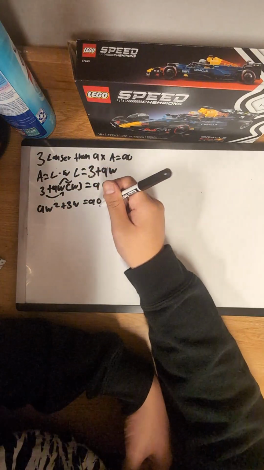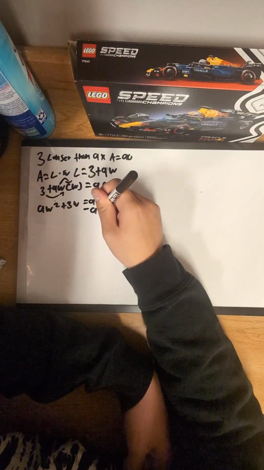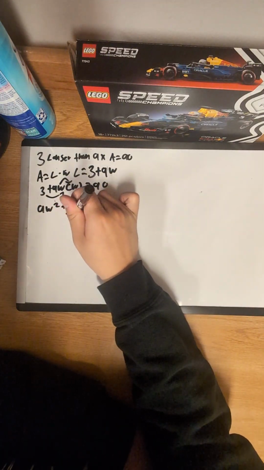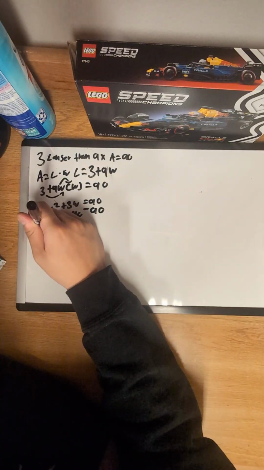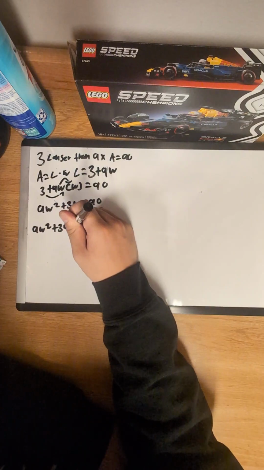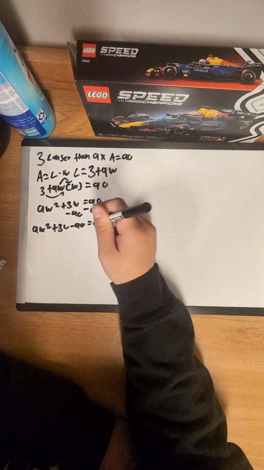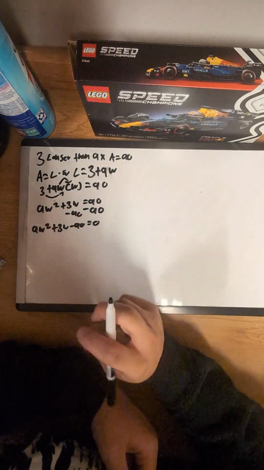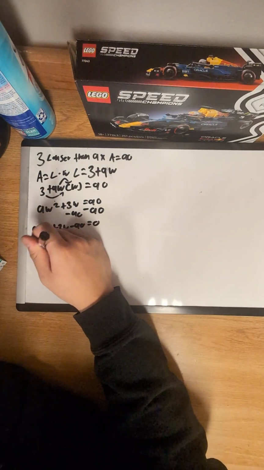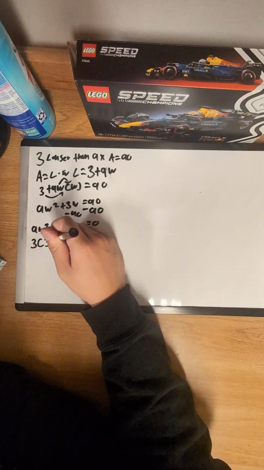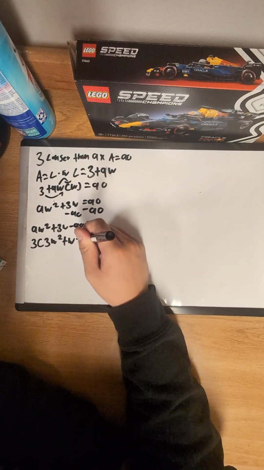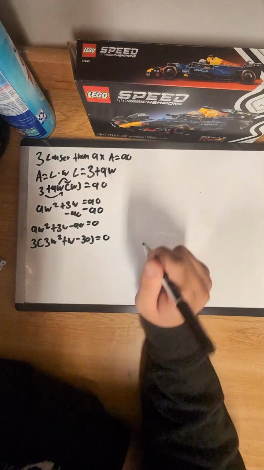Let's move this 90 over so we can set it all to 0 and solve for width that way. So boom, 9 width squared plus 3 width minus 90 equals 0. We can go ahead and factor this out by 3. So that leads us to 3 width squared plus width minus 30 equals 0.